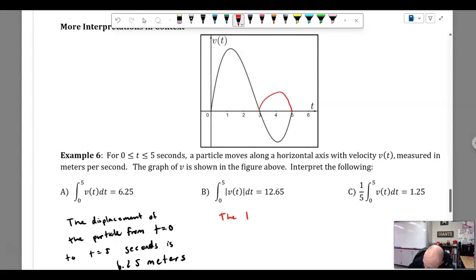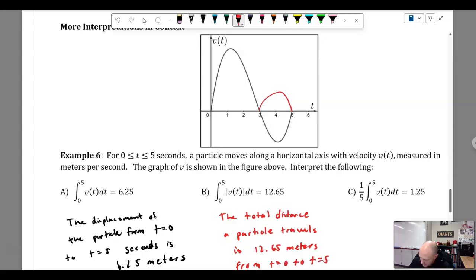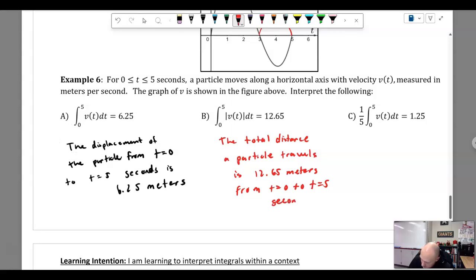We have the total distance, and again, we'll cover this more in a lesson not too far away, the next lesson. The total distance a particle travels is 12.65 meters, from t equals 0 to t equals 5 seconds, again, the units. Okay, and so that's just the difference. When you see absolute value of velocity, that's total distance. If you see the integral of velocity, that's displacement.